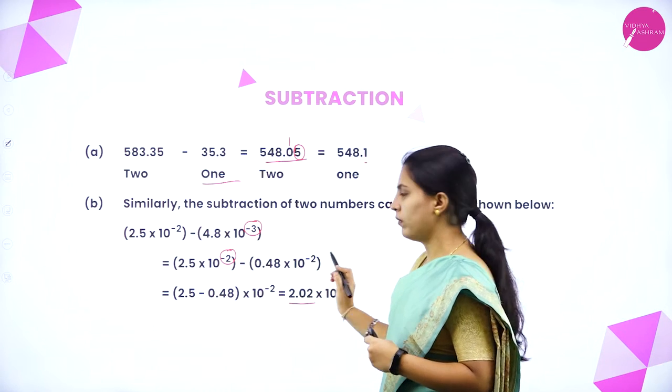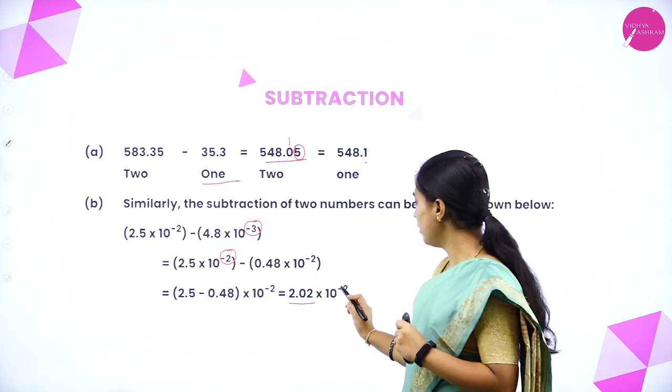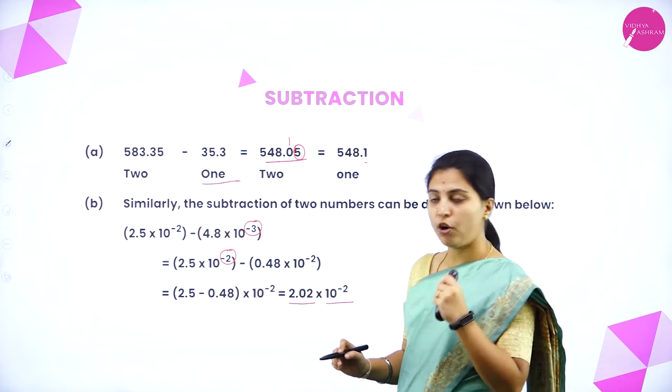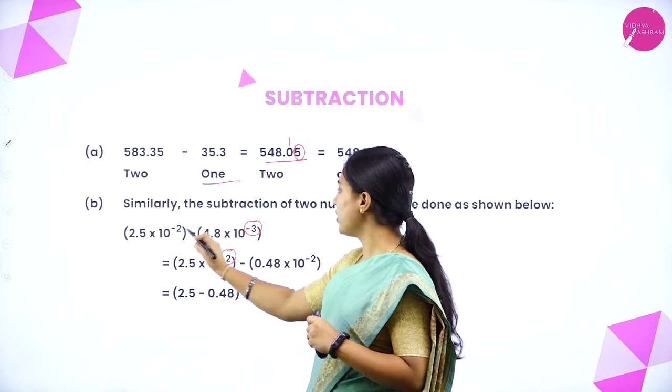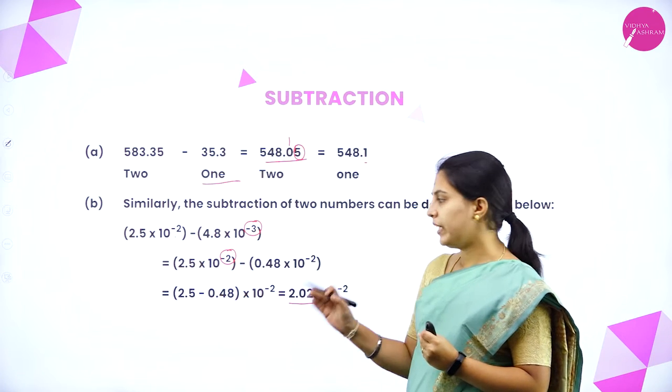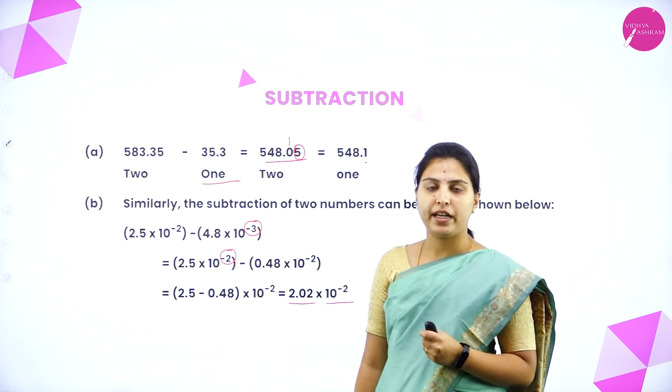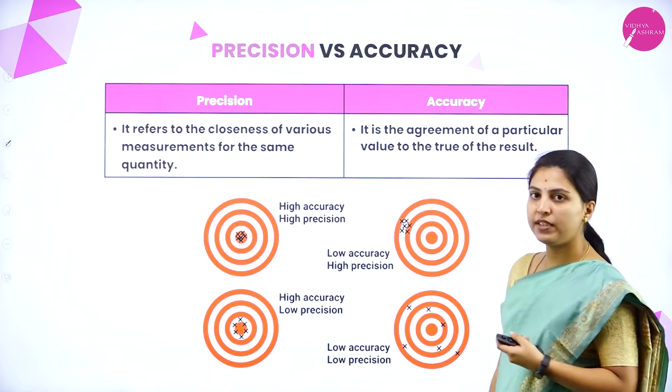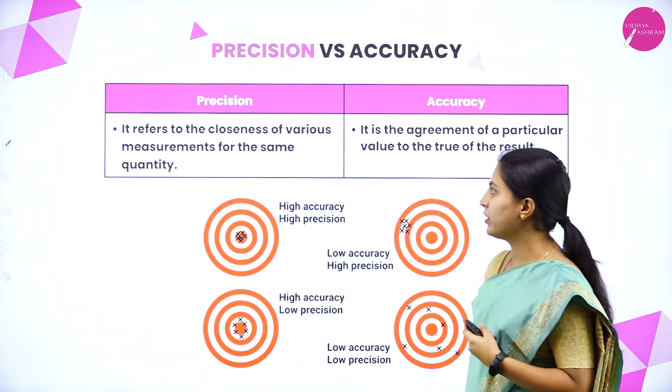The same scientific notation is present, so as such, you are writing. What are they doing? If the exponents of this notation are different, you have to make them the same. Later, you have to subtract.